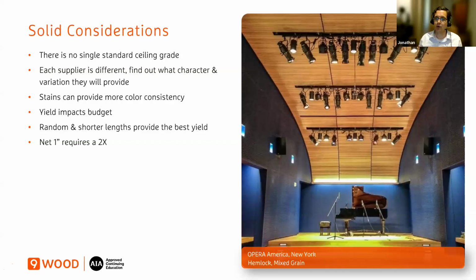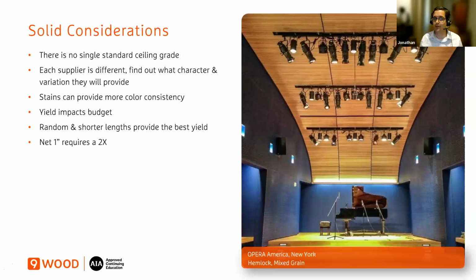Another thing to keep in mind is that stains can provide more color consistency. If you want to better control or set up the color variation in a natural wood, the first decision is to choose the right species. Don't play to its weaknesses. If you want tighter color control, don't pick cedar. Pick another species like maybe hemlock or something. But stains can be an option.